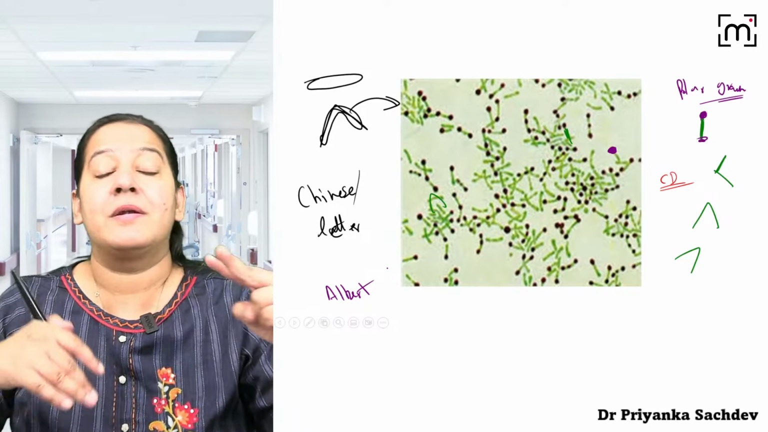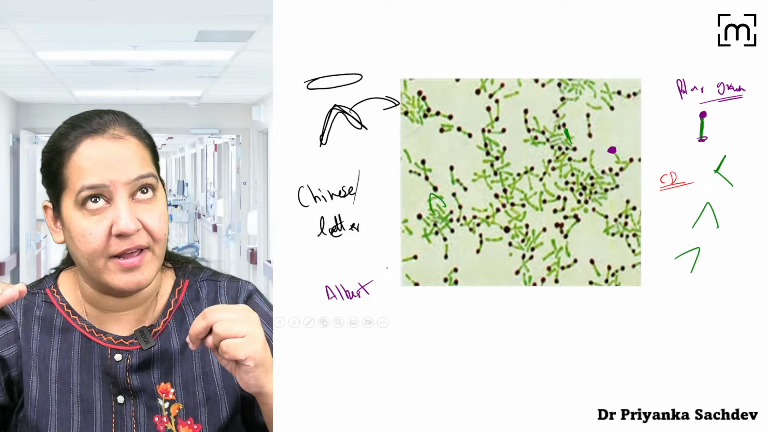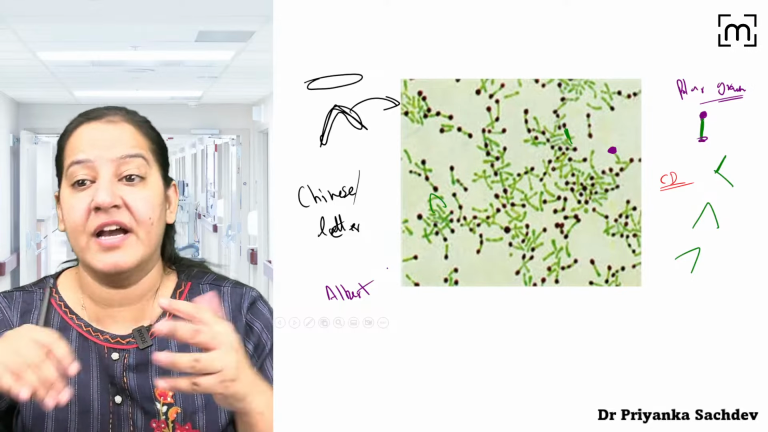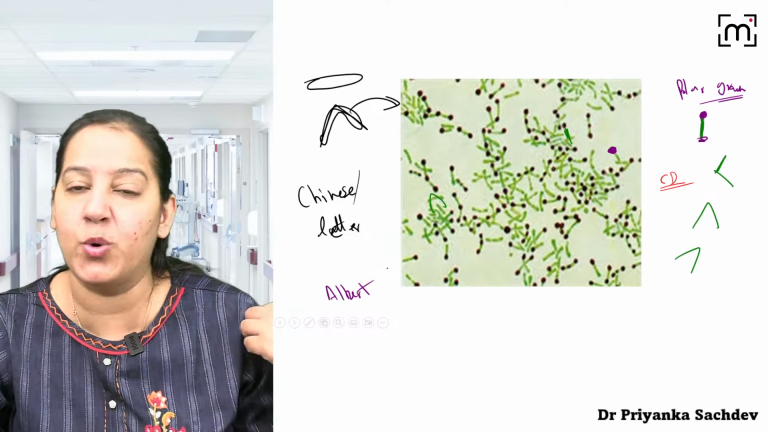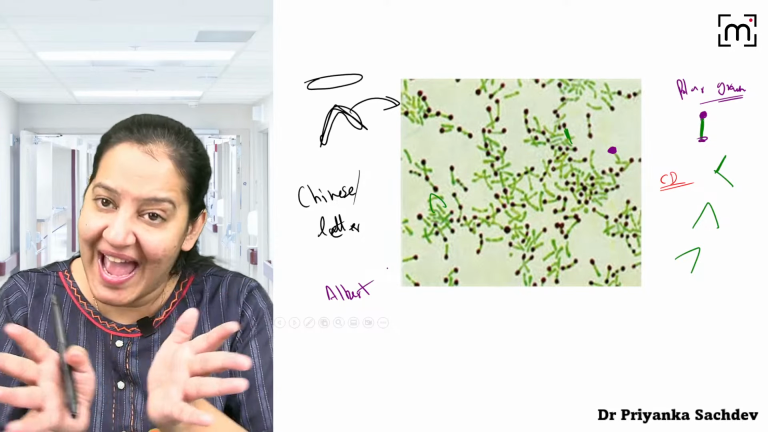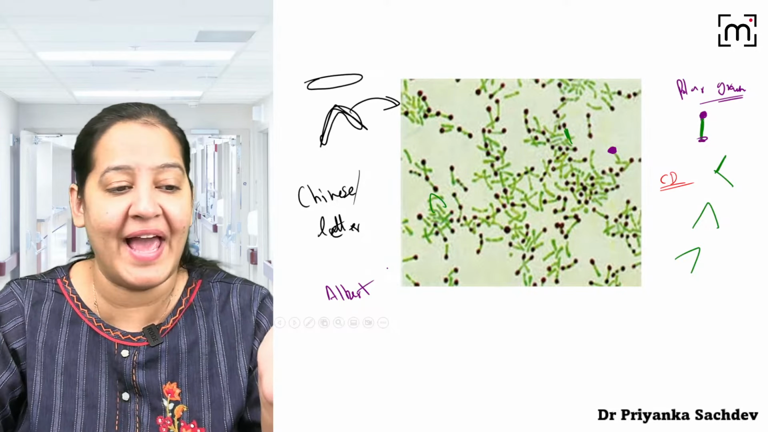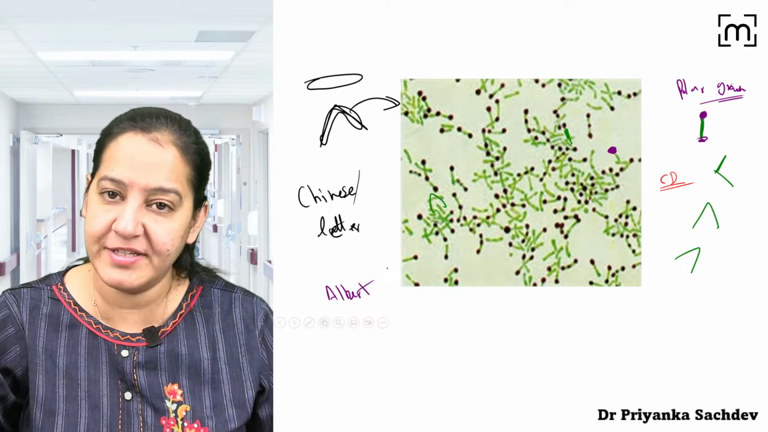On Albert stain, the Corynebacterium diphtheriae is of green color, but the granules are of blue color. The granules are present at the poles, that's why known as polar granules. The bacteria are at an angle, that's why it looks like a Chinese letter arrangement. You got it?